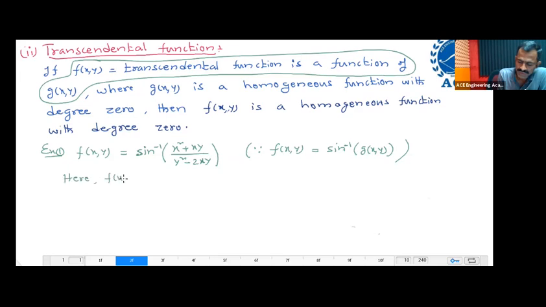Here, f of x comma y is a homogeneous function with degree 0. That's it. Like this we can check. One more example.